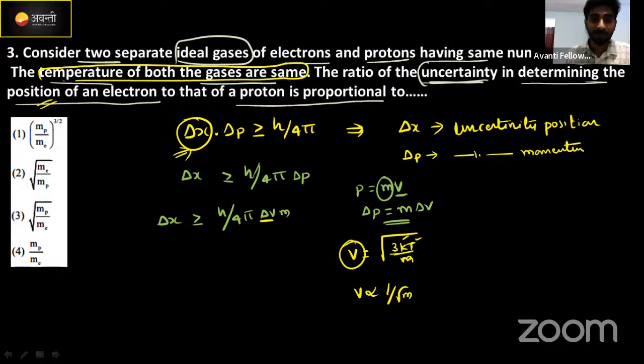It depends on the mass, correct? Okay, if it is depending on mass, substitute this v value, the velocity value, here. Then delta x is greater than or equal to h divided by 2 pi. Delta v is nothing but what here? Okay, 1 by root m.